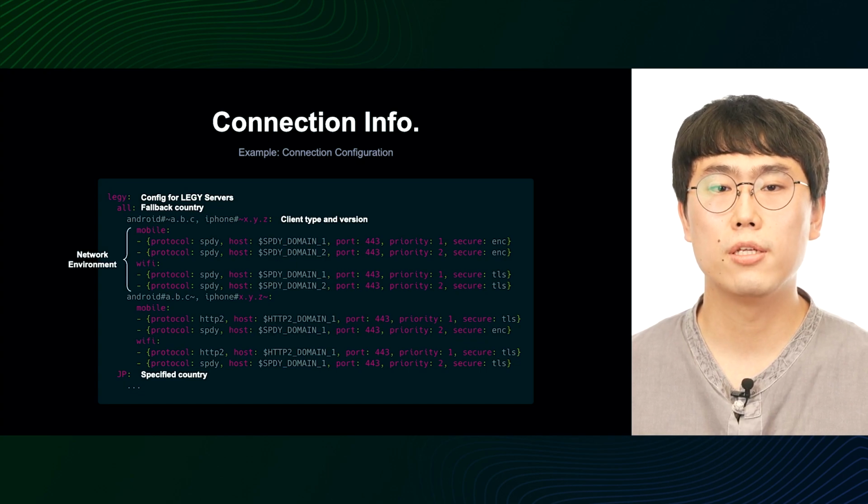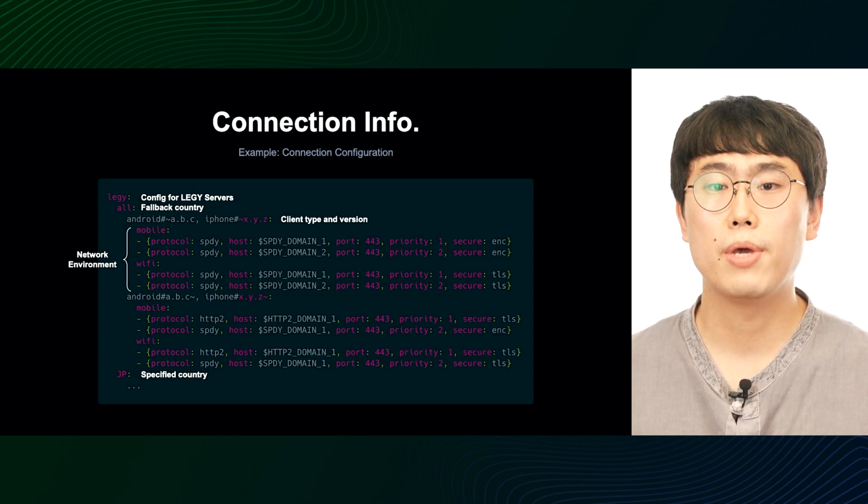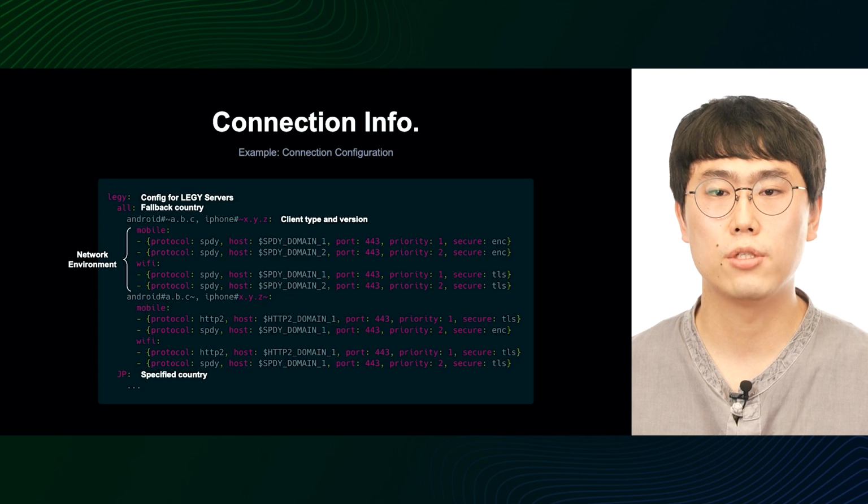The configuration is divided into two groups, mobile and Wi-Fi. This specifies which configuration items should be used based on the client's current network environment. Each has a list of LEGY server information with priority. Client's network abstraction layer refers to this and selects appropriate protocol to be used. Secure field specifies whether to use LEGY encryption or TLS.